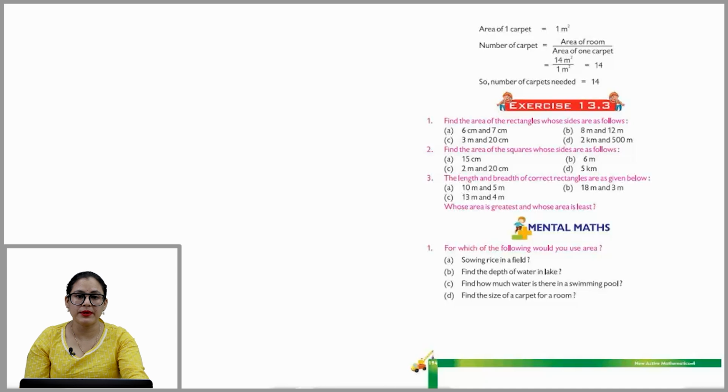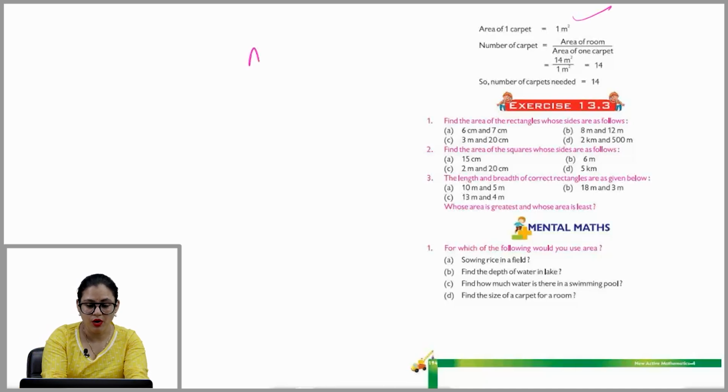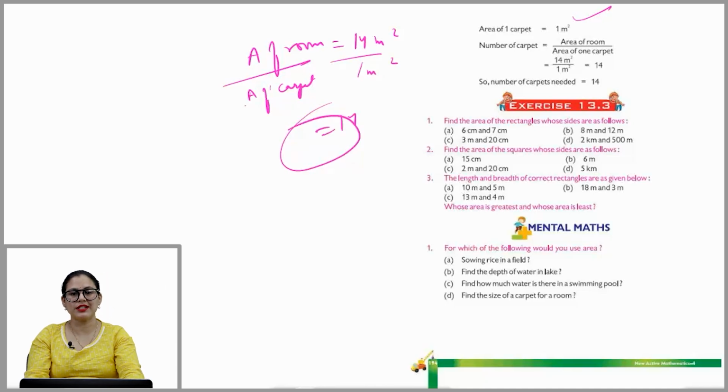Now area of one carpet is 1 meter square. So number of carpets required is the area of the room, which is 14 meter square, upon the area of one carpet, which is 1 meter square. So the answer is 14. Number of carpets needed: 14.